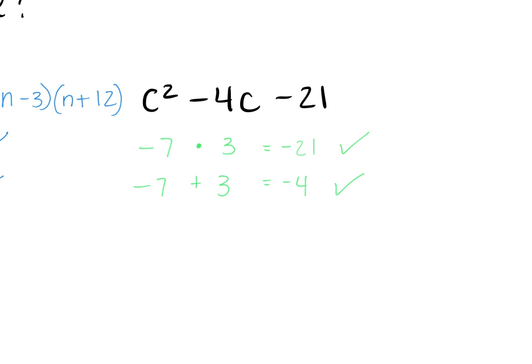What's my factored form? Carlos, give it to me. It would be C minus 7 times C plus 3. Do we agree? Very nice. Okay?